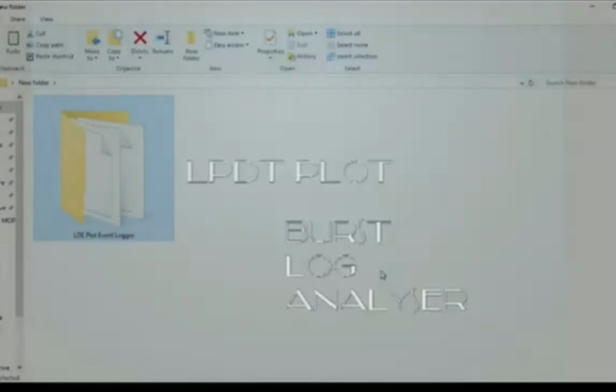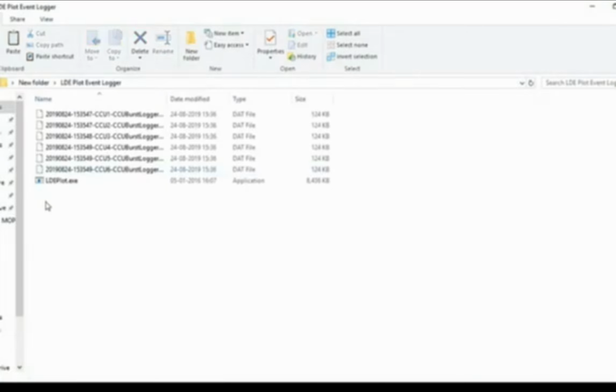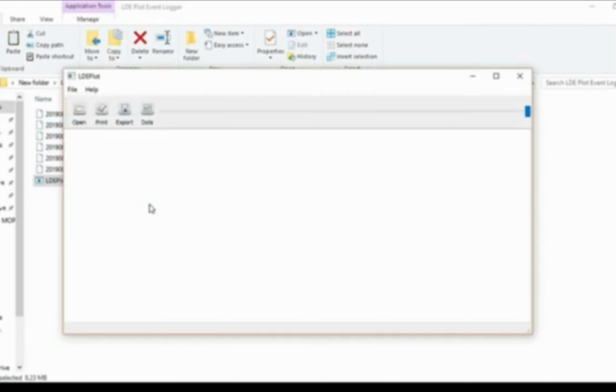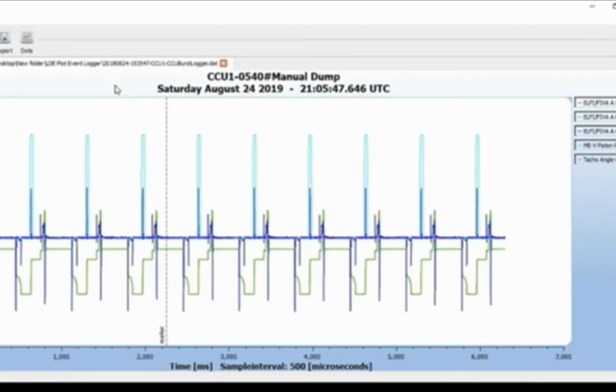Next one is the bus log analyzer with LVDT plot software. It is available normally in the shop. With this software only we can read these HCU events, which we normally dump manually, or if any alarm comes, it will also dump automatically. And this one is a manual dump we have done for demonstration.